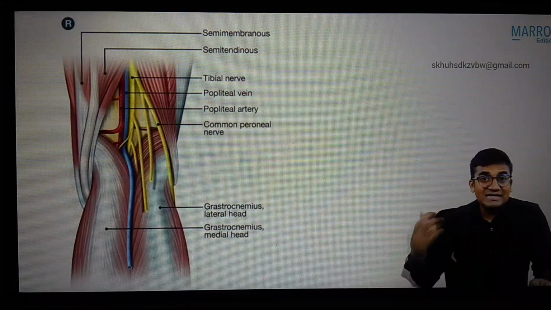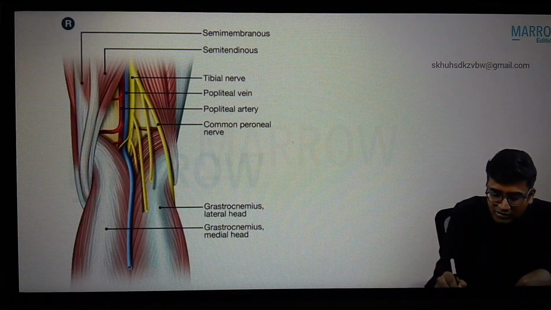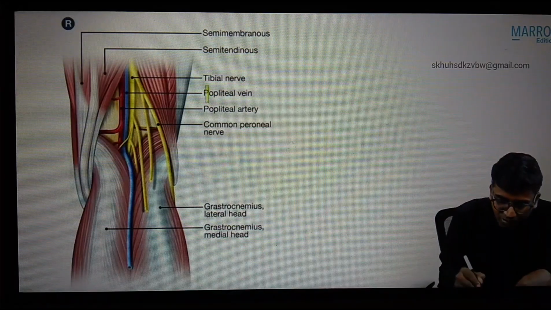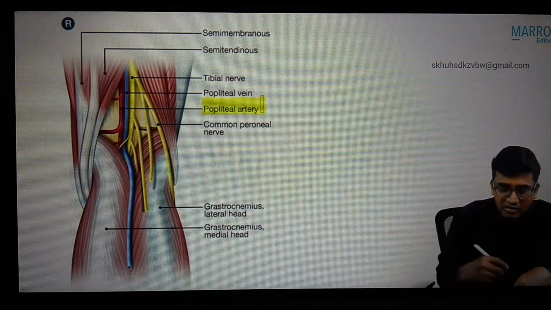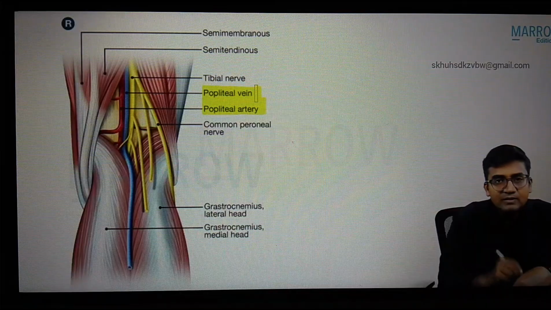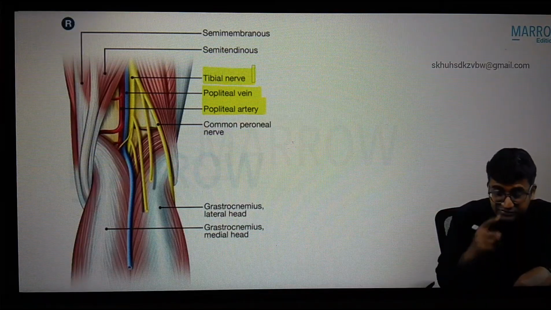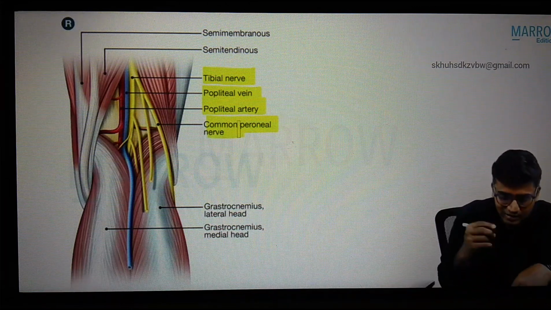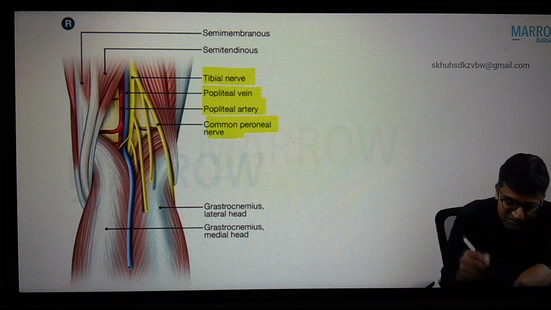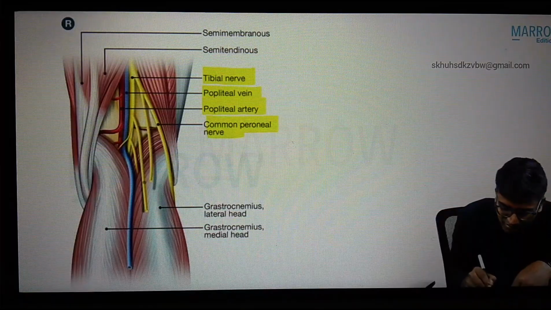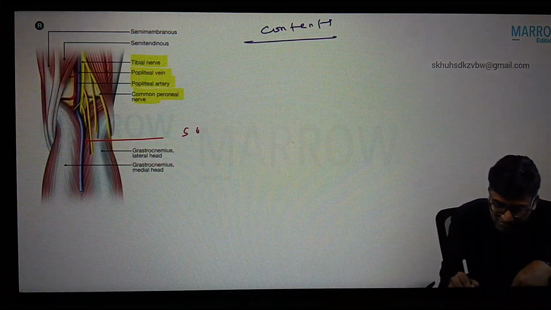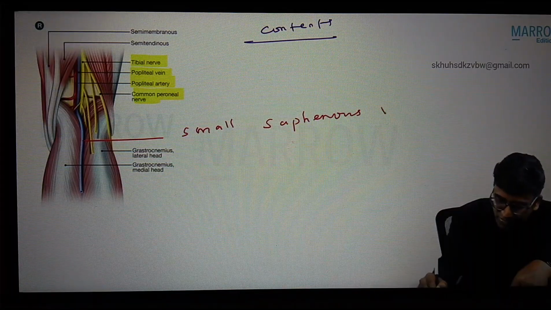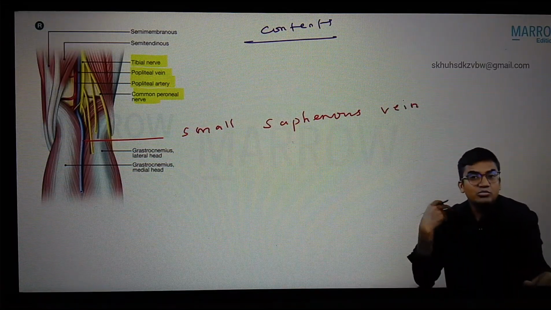Right. Next. Now, what are the contents of the popliteal fossa? Number 1, popliteal artery. Number 2, popliteal vein. Number 3, tibial nerve. Number 4, common peroneal nerve. And there is one vein which is draining into popliteal vein, that is our small saphenous vein.